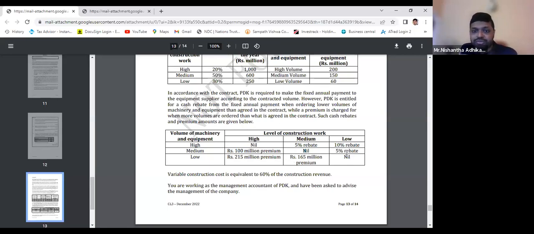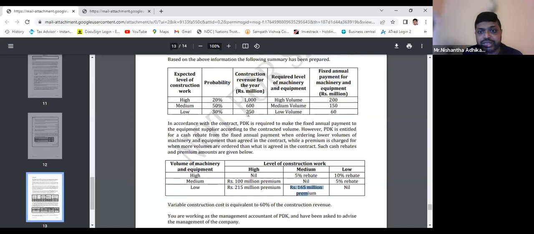If it is low and you have ordered medium volume machinery, then a 5% rebate will be there. If you have ordered lower machinery but construction work is high, you have to pay a premium of 215 million. If you have ordered the low machinery but construction is medium, you have to pay a 165 million premium. If the volume of machinery is low and the level of construction is also low, then there's nothing to be paid or no rebate. Variable construction cost is equivalent to 60% of the construction revenue.